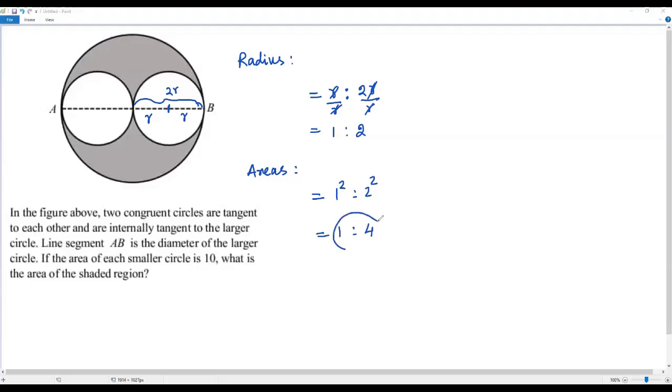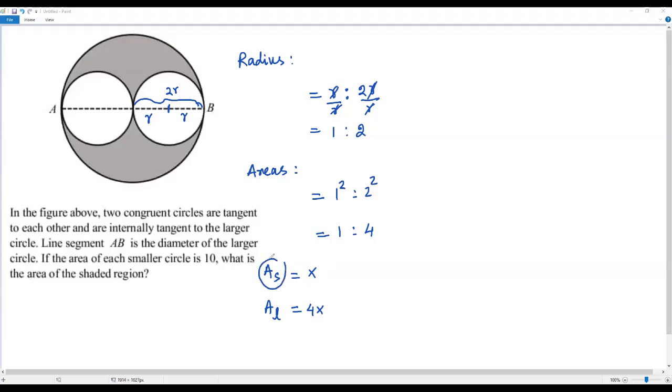From this ratio, we'll be able to get the area of the smaller circle and also the area of the larger circle. To do that, we have to multiply the terms of the ratio by the same non-zero number, say x. We multiply the first term by x to get the area of the smaller circle: 1 times x is x. To get the area of the larger circle, we multiply the second term of the ratio by the same non-zero number x. Then we get 4x as the area of the larger circle.